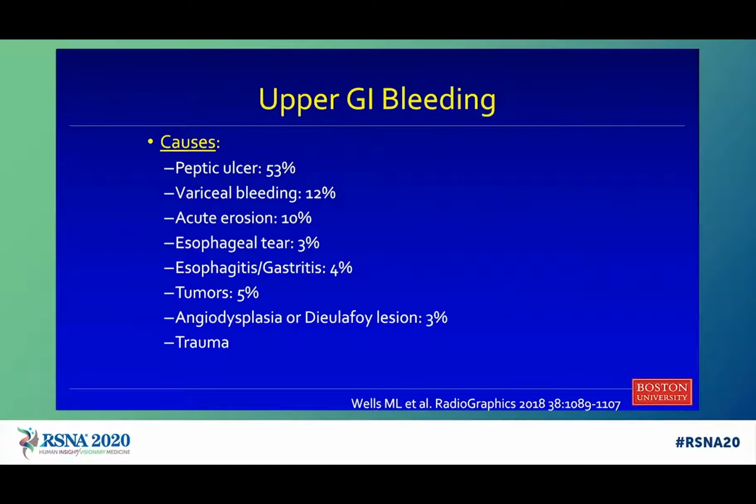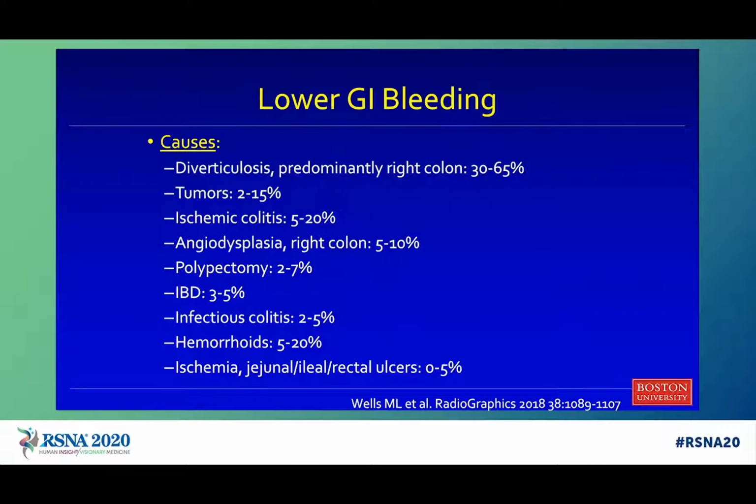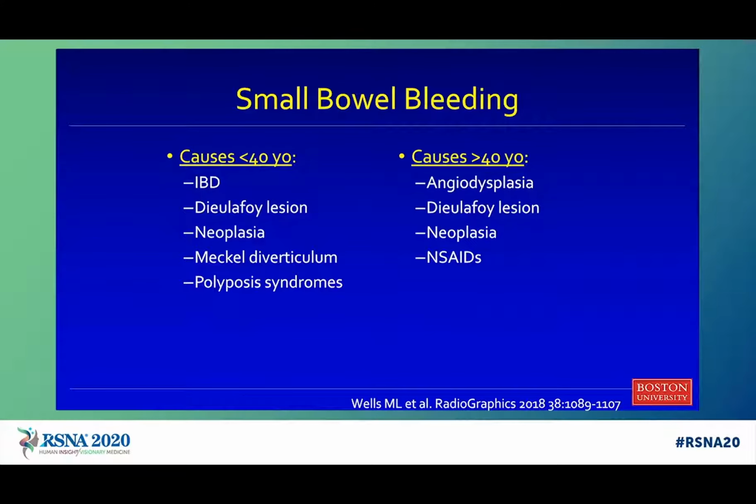The causes of upper GI bleeding are numerous, as listed here. Peptic ulcers dominate the list. Lower GI bleeding likewise has many different causes, with diverticulosis seen most commonly. Small bowel bleeding etiologies depend on the patient's age, with IBD seen in patients less than 40 most commonly, and in older patients, things like angiodysplasia are seen.